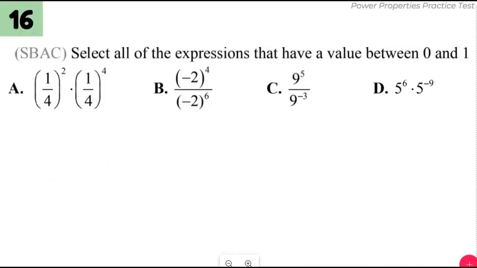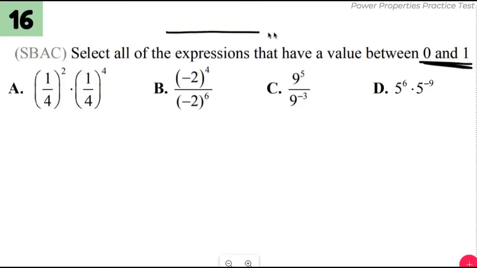Number 16. Number 16 can be very complicated if you let it be. There's a lot going on, but we'll take it step by step. It says select all of the expressions that have a value between 0 and 1. Okay, so think about what that means for a second.